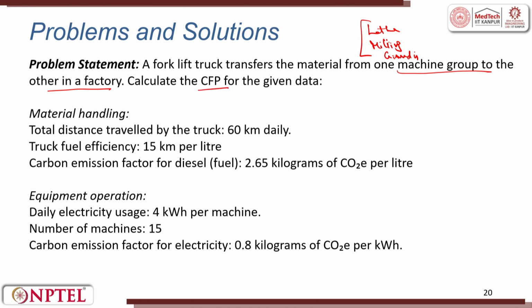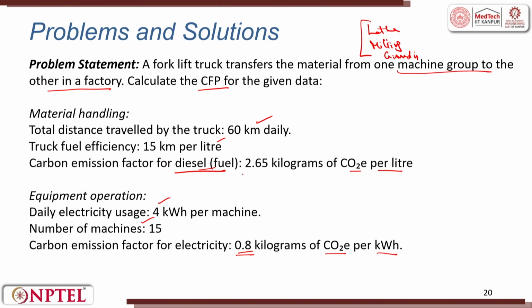In the material handling system, the total distance traveled by the truck is 60 kilometers daily. Truck fuel efficiency is 15 kilometers per liter. The carbon emission factor for diesel fuel is 2.65 kilograms of carbon dioxide equivalent per liter. For different fuels there are different emission factors. For equipment operation, daily electricity usage is 4 kilowatt hours per machine. The number of machines is 15. The carbon emission factor for electricity is 0.8 kilograms of carbon dioxide equivalent per kilowatt hour. For different electricity generation sources, the factors are different.